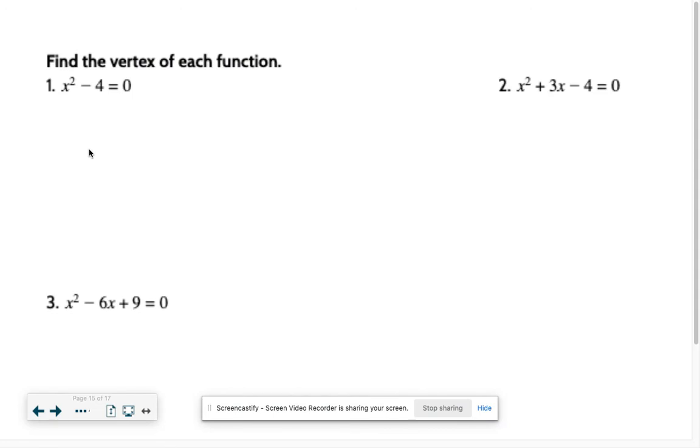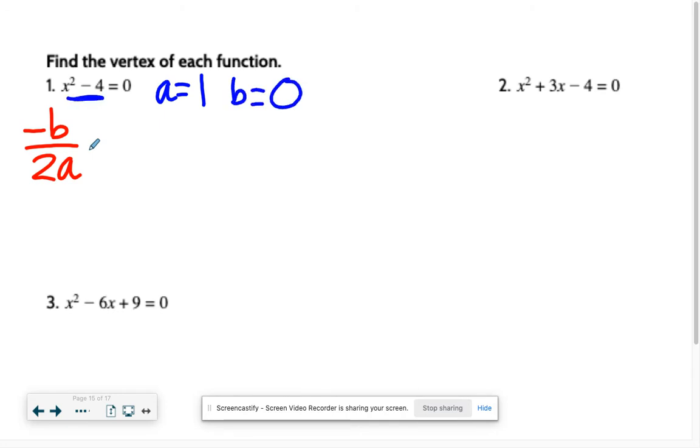Okay. So let's do number 1. It says find the vertex of each function. So remember, we're going to plug into negative b over 2a. Okay, remember that's like our little formula. So if we label here, a is 1. And if you notice, folks, do I have an x term here? No, our b is 0, and our c is negative 4.